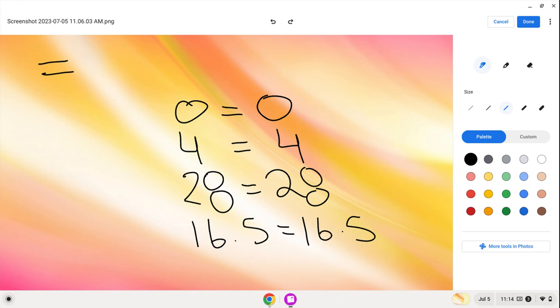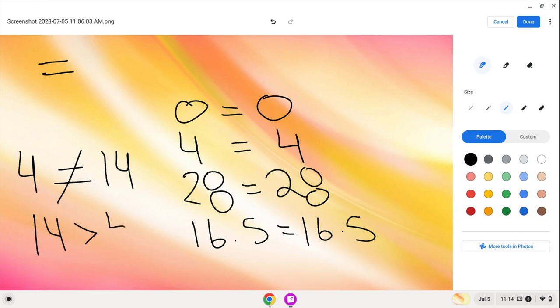You might see this more in middle school, but if something is not equal, sometimes you might see an equal sign with a cross going through it. It means not equal. An example of this would be 4 and 14. They are not equal. Why are they not equal? Because 14 is much bigger than 4. 14 is greater than 4.